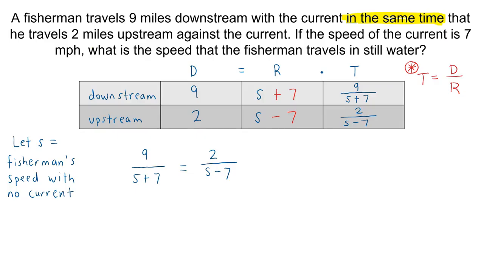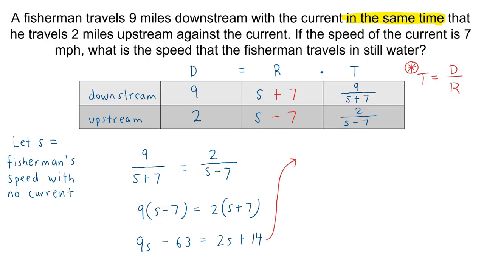Solve by cross multiplying. That gives us 9 times the difference, s minus 7, is equal to 2 times the sum, s plus 7. Now let's distribute on both sides of the equation to remove the parentheses. That gives us 9s minus 63 on the left and 2s plus 14 on the right. Now let's add 63 to both sides of the equation to isolate 9s on the left. That gives us 9s equals 2s plus 77.